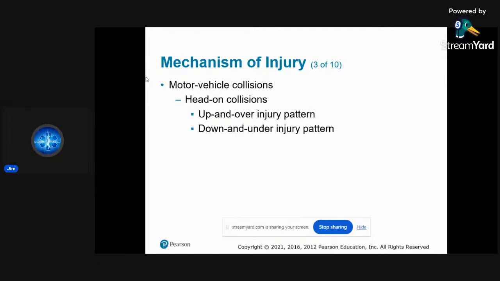We see two types of injury patterns: the up and over or the down and under. These are injury patterns we see with an unrestrained driver. So if I'm not wearing my seatbelt and I hit a car head on, I could see these two patterns. Up and over is going to go up and over the steering wheel. I'm going to see a spidering in the windshield where my head hit, which can cause some head, neck, and back injuries. Or down and under, I'm going to slide underneath the steering wheel, and I'm looking at lower leg injuries, more than likely.